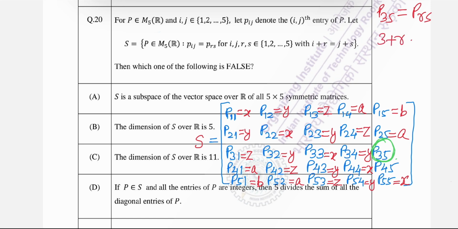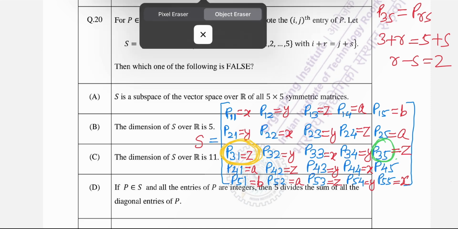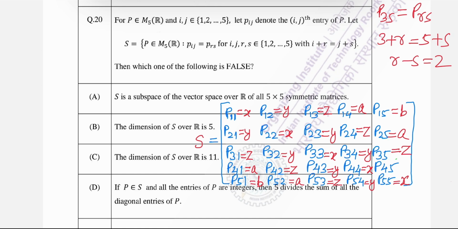I is 3, 3 plus r, j is 5, 5 plus s, and this time r minus s is 2. Now I show you an entry where r minus s is 2 in yellow circle. Here is that entry. 3 minus 1 is 2. So p35 will be z. Okay. Now I go for the last entry. I think it is the last one. Yes, it is the last one.